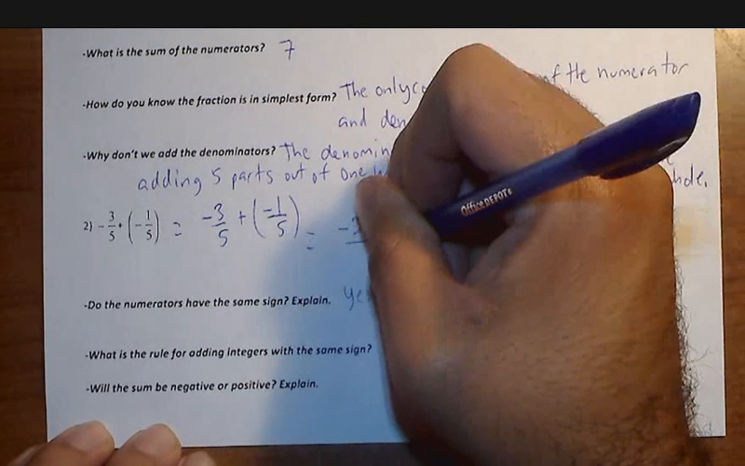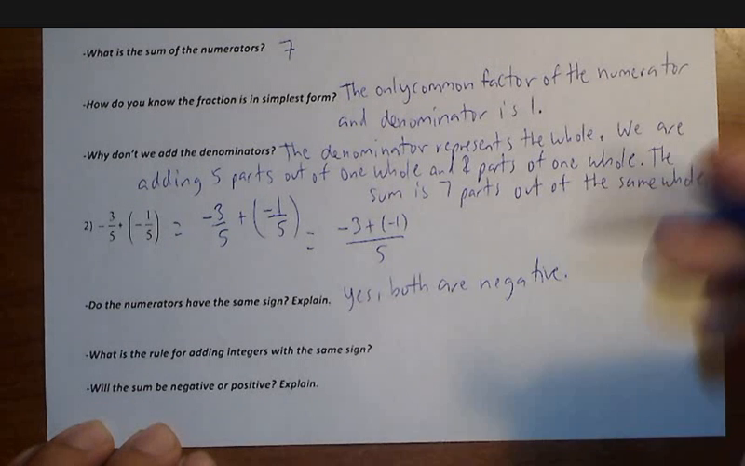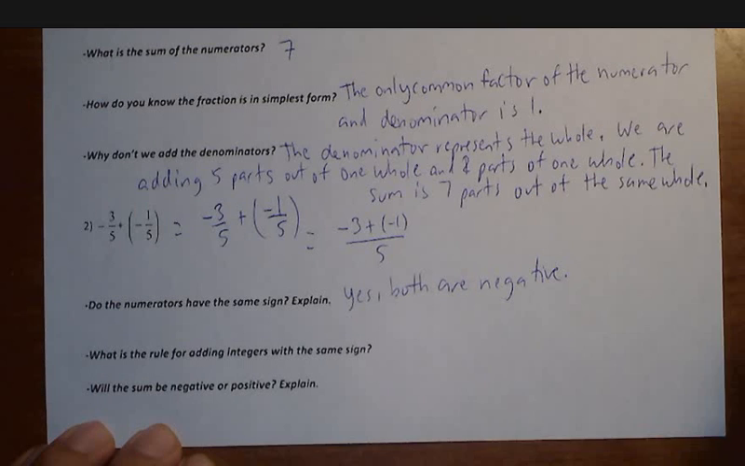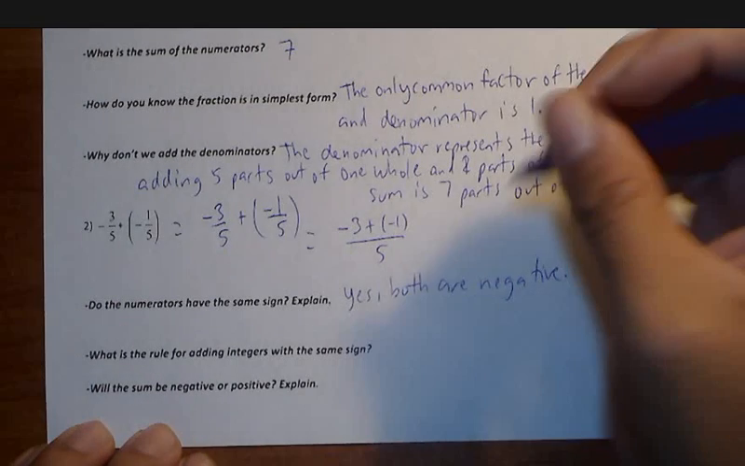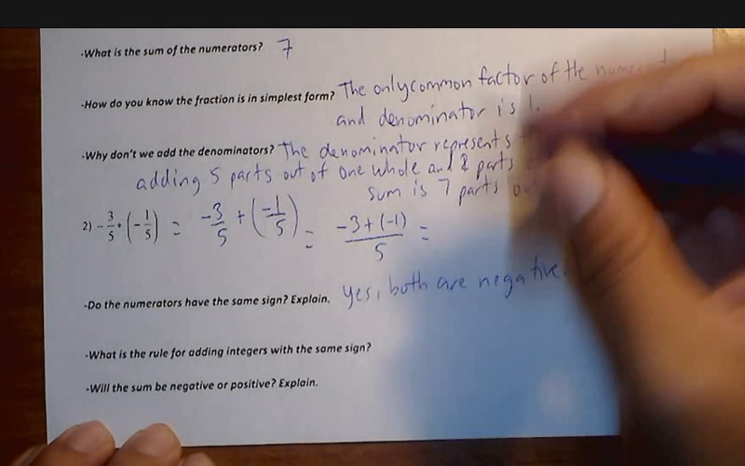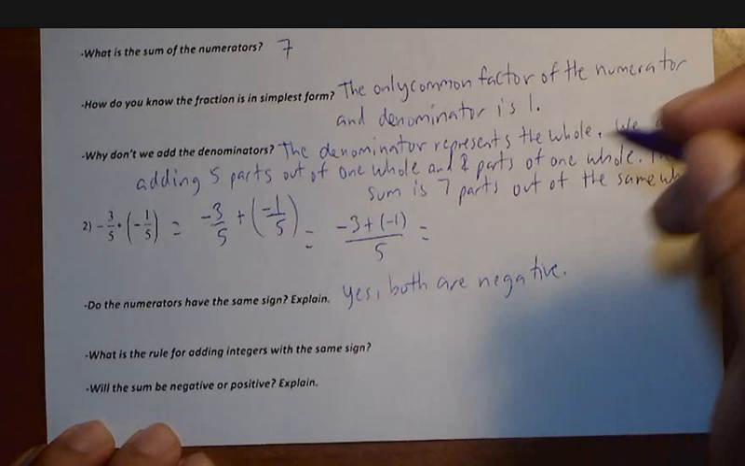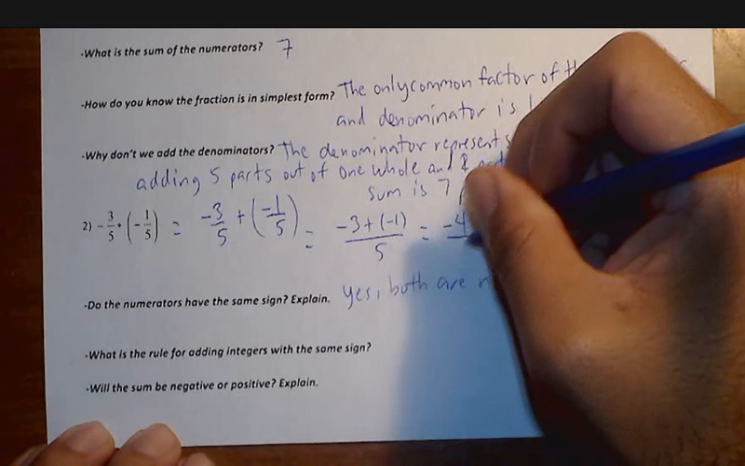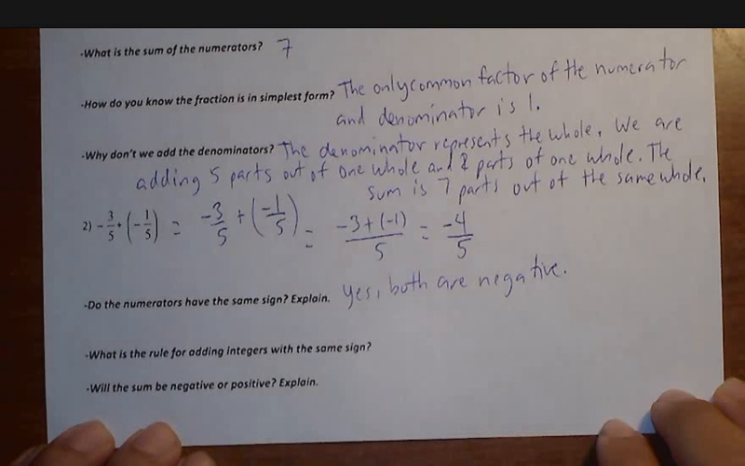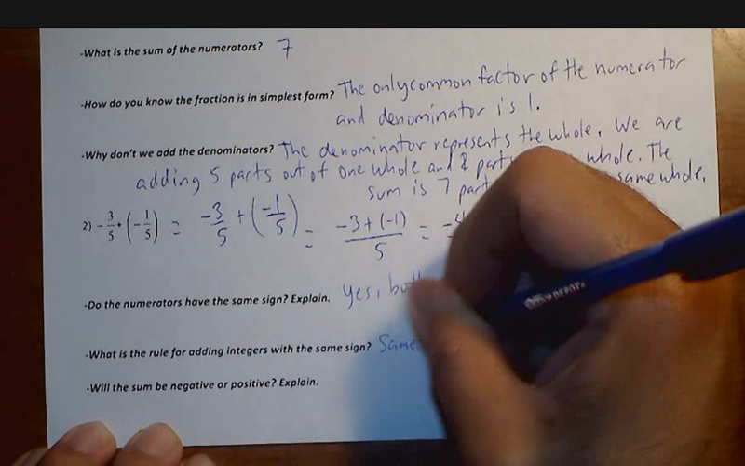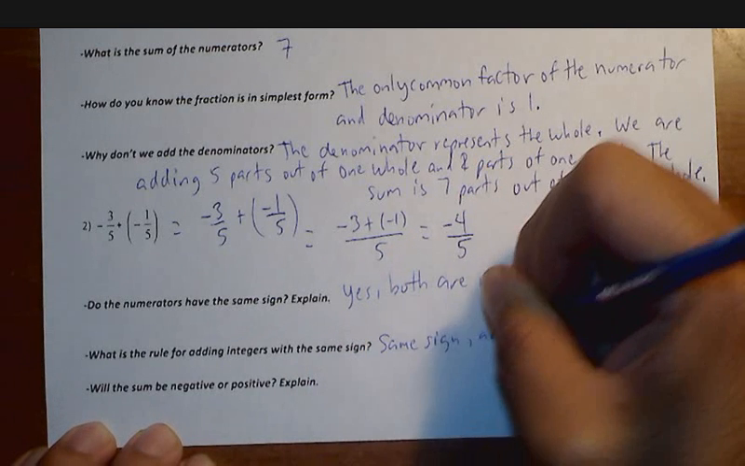So the rule is, we add the absolute values and then keep the sign. Or, as the song goes, same sign, add and keep. So in this case, we have negative 3 plus negative 1. Same sign, we add and keep the sign. 3 plus 1 is 4. We keep the sign as negative and we write it over the denominator of 5. Therefore, the rule is, same sign, add and keep.